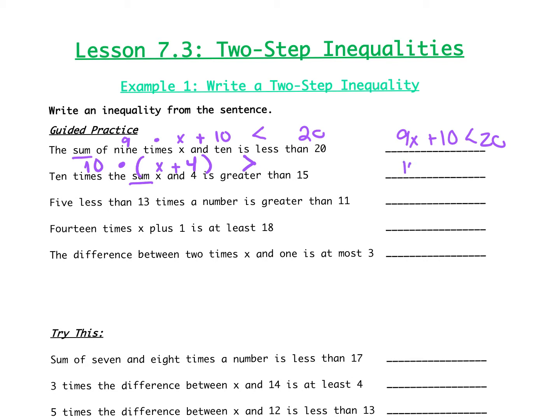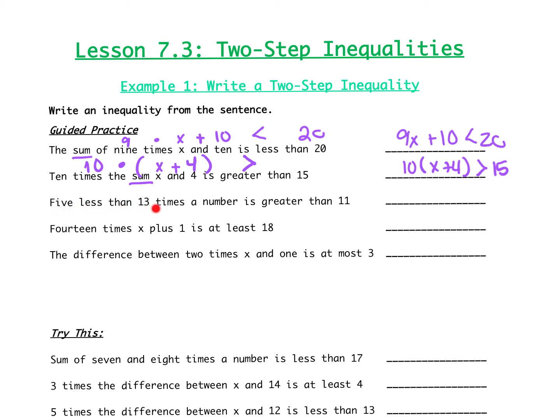So we have 10, and I'm not going to put the multiplication sign. You can, but you don't have to. It's unnecessary because the number next to the parentheses means that we're multiplying. 10 times x plus 4 is greater than 15. All right, let's try the next one.